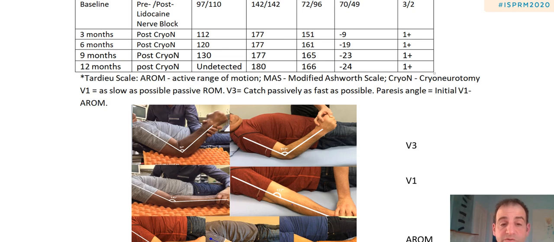Now, with the new procedure, we had to figure out a way to demonstrate it, so we came up with this graph, and on the top line, you can see that he has a pre-block V3 of 97 degrees, after 110. The V1 did not change with the blocks. His active range of motion was 72 degrees, followed by 96. And then his Ashworth went from 3 to 2. Over time, his V3 became undetectable. His V1 was essentially full, and his active range of motion improved to 166 degrees from 72, and his Ashworth score went to 1+, so significant improvement.